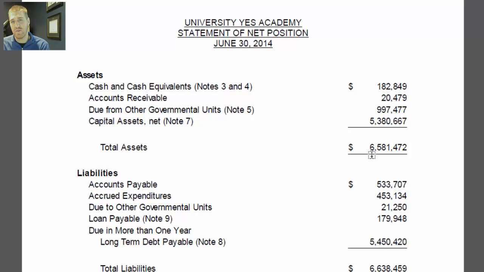of $6,581,472. So you could go back and look at these other ones if you ever wanted to. This is where you find everything. So we'll go back to our sheet.